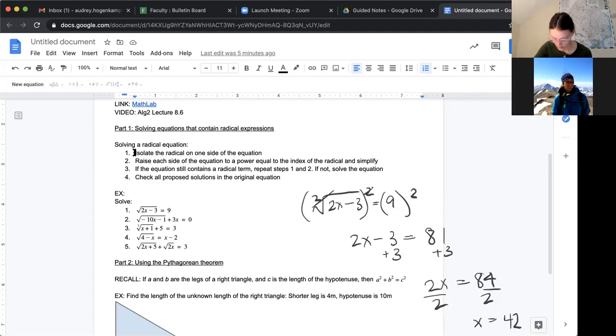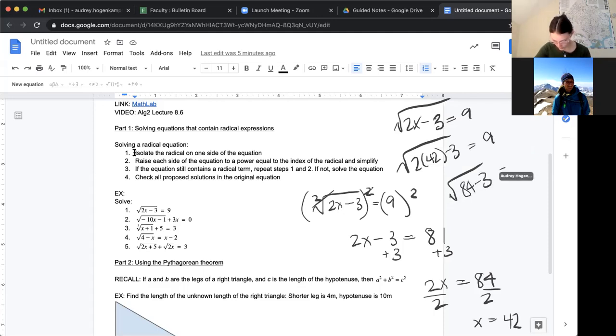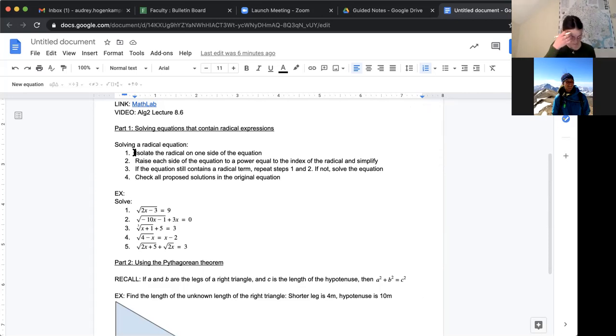So our original equation is square root of 2x minus 3 equals 9. So checking it would be square root of 2 times 42 minus 3 equals 9. 2 times 42 is 84. Square root of 84 minus 3 equals 9. 84 minus 3 is 81. Square root of 81 equals 9. So 9 equals 9. That checks out. Check, smiley face. Our solution works, okay? Because that is a true statement. 9 equals 9. All right, let's do another example.